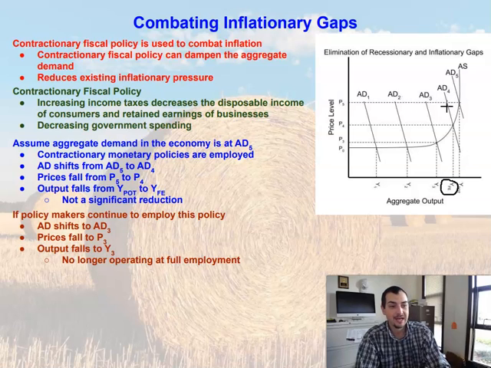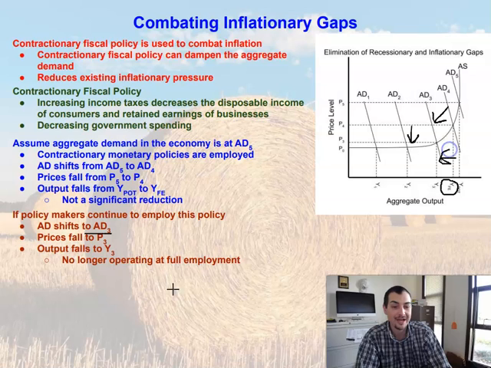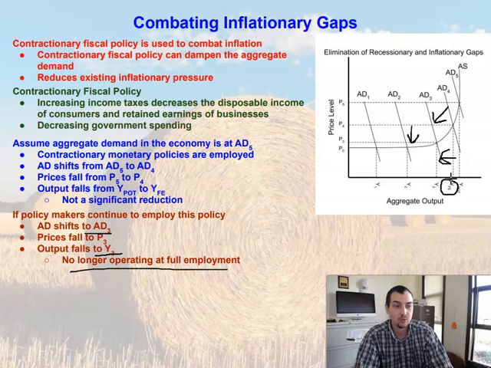What happens is it shifts aggregate demand from AD4 to AD3. Prices fall to this P3 range, so we have a decrease in prices. That's good, reducing inflation. But then we have a much more drastic drop in output. And with less output, we're no longer at full employment. Since we're not producing as much, we're not having to hire as many people, and as we're not hiring as many people, we're no longer at this full employment level.